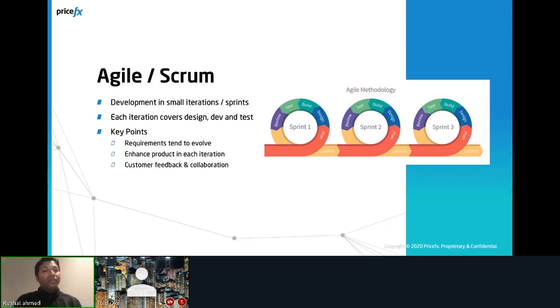The key point to look at here is that the requirements get more and more clarification as we proceed, and they tend to evolve. And Agile or Scrum adopts a mechanism to address the requirements evolution throughout the delivery process. Agile also incorporates regular feedback and collaboration within a sprint so that the stakeholders are well informed of the current status of the software solution throughout the whole process.